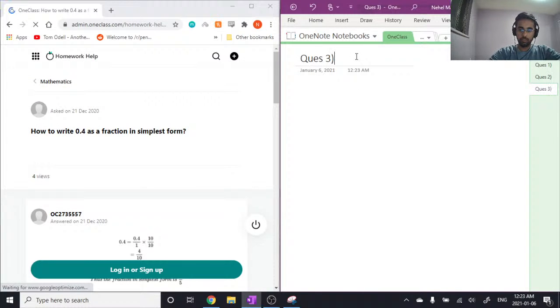So in order to simplify it further, we can multiply and divide it by 10 to the power of 1. If there were two decimal places, we would multiply and divide by 10 to the power of 2, and so on. But in this case, since there's one decimal place, we multiply and divide by 10 to the power of 1. This gives us 4 over 10. And then we know that 4 and 10 have a common factor, which is 2. So 2 times 2 is 4, and 2 times 5 is 10. This leaves us with 2 over 5 as the simplest form. Okay, so perfect, this answer is correct.